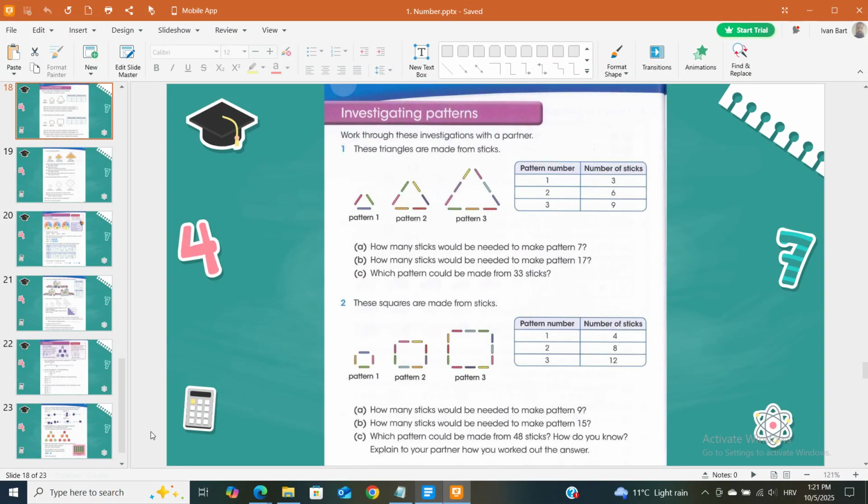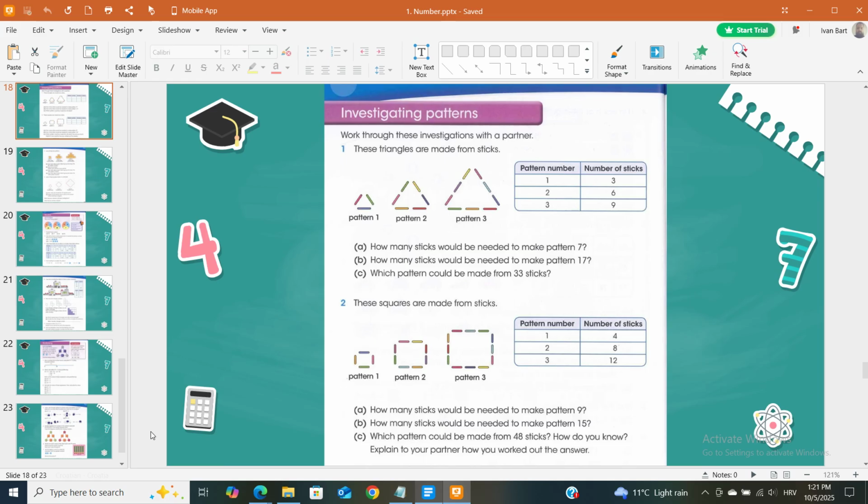3. Look at these stair patterns. Pattern 1. It takes 2 steps to go up and down. Pattern 2. It takes 4 steps to go up and down. Pattern 3. It takes 6 steps to go up and down. A.